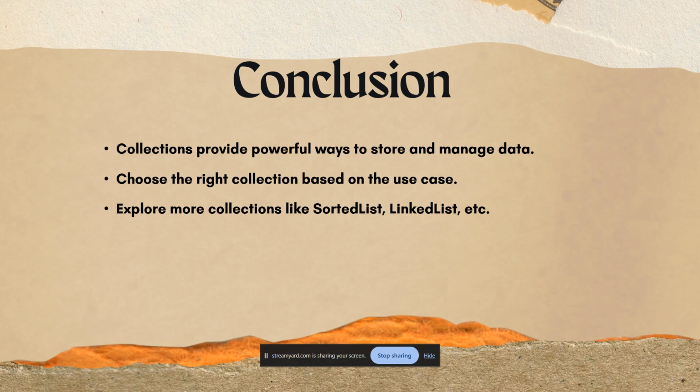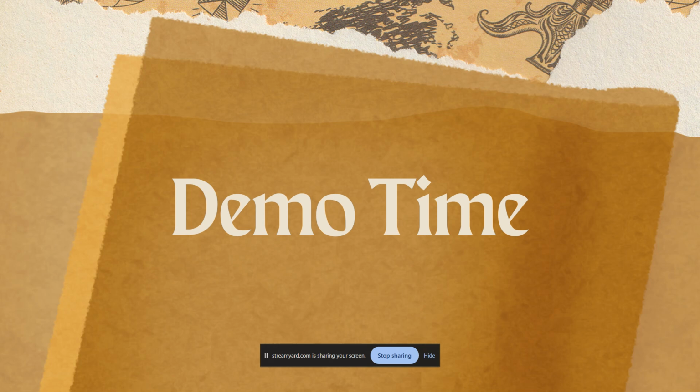To wrap things up, collections provide efficient and powerful ways to store and manage data in C Sharp. Depending on the use case, you will choose the collection that best fits your needs. And there are also many other collections like SortedList, LinkedList, and more that you can explore. Okay, now let's switch to Visual Studio and see these examples in action.